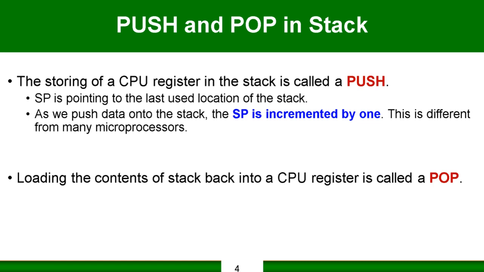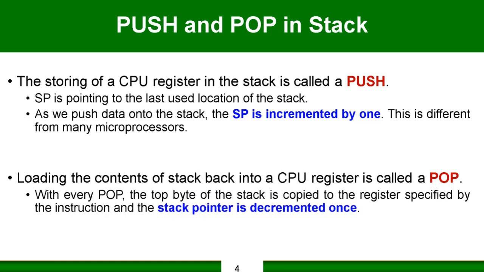Whenever we need to load the contents from the stack, or retrieve the data back from the stack, it is performed using the pop operation, and in the case of a pop operation, the stack pointer is decremented by 1. This decrement in the stack pointer indicates that 1 byte has been removed from the stack and this location can be utilized again. So here we can see some examples of how data is pushed onto the stack.